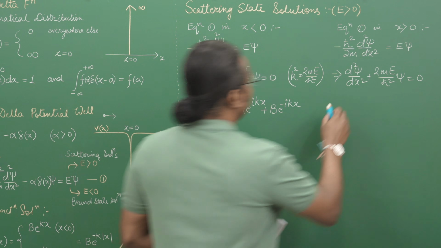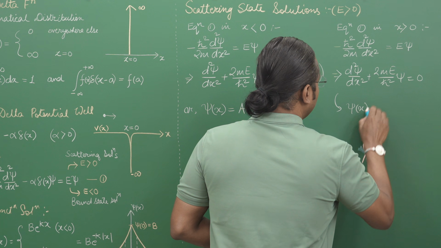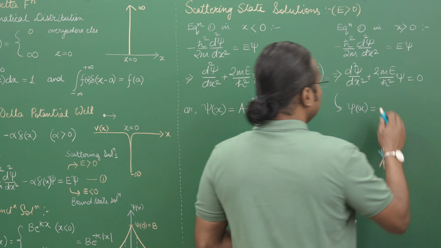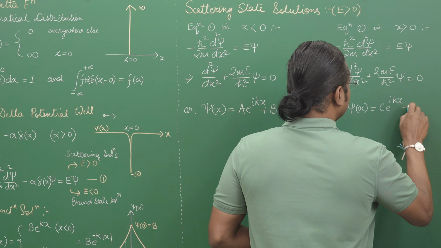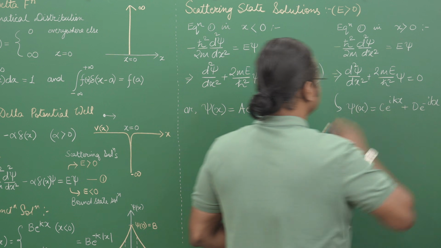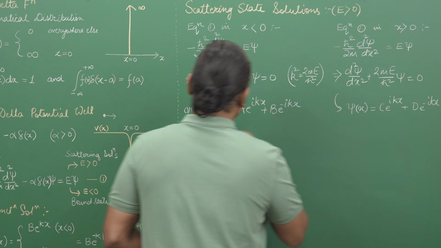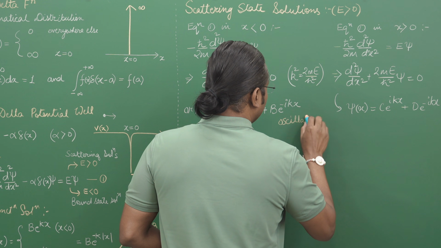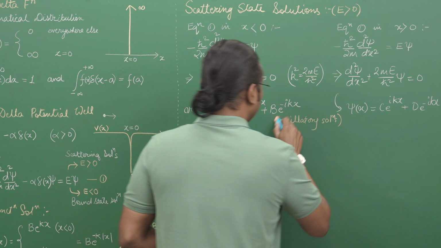And similarly, for the positive x-axis, I will get a similar oscillatory solution, but I'm going to keep different constants because the constants need not be equal. C e to the power iota kx plus D e to the power minus iota kx. So these are oscillatory solutions, also known as plane wave solutions.